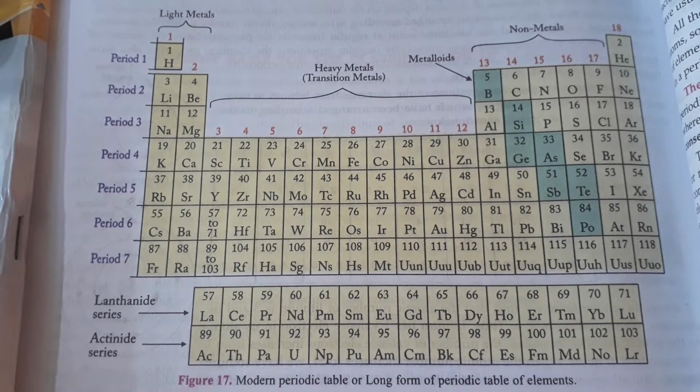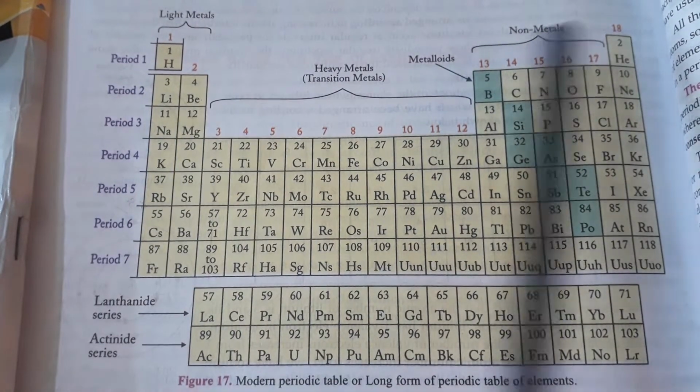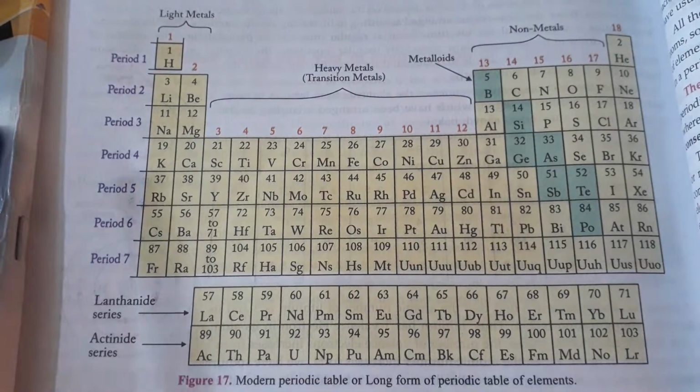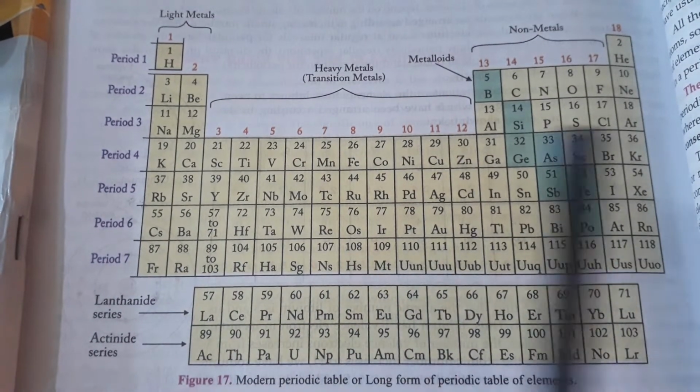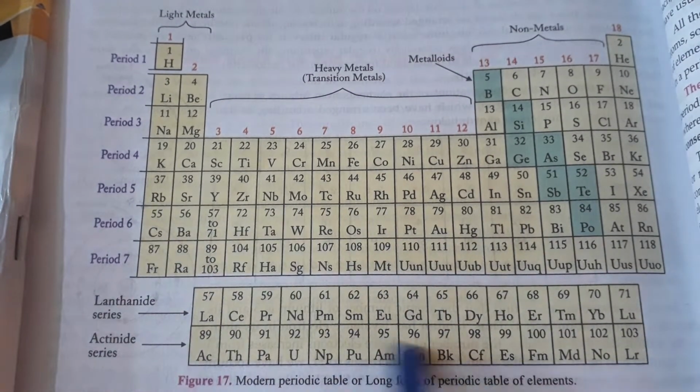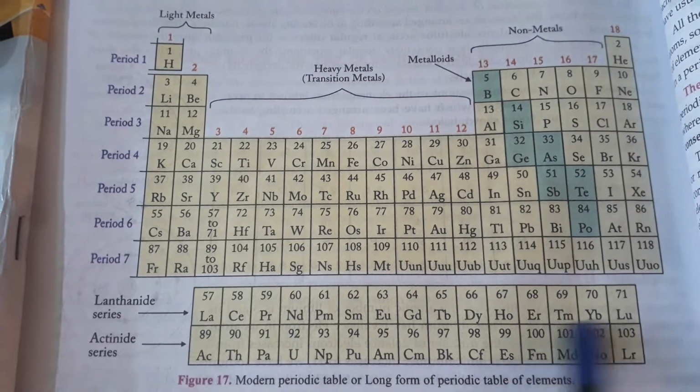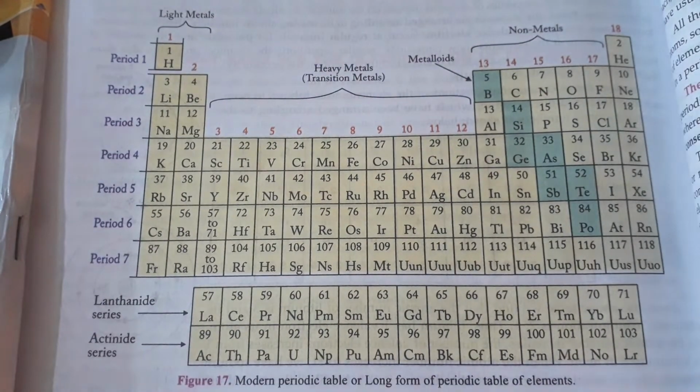Then the elements in a period have consecutive atomic numbers, means they are continuously arranged. You can see here 1, 2, 3, 4, 5, 6, 7. They are arranged in increasing order of their atomic numbers. So this is all about periods in the periodic table.